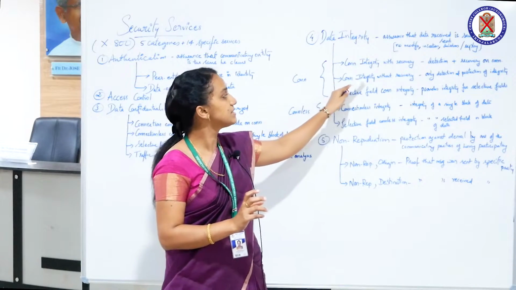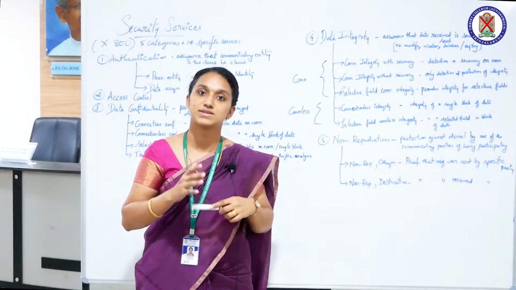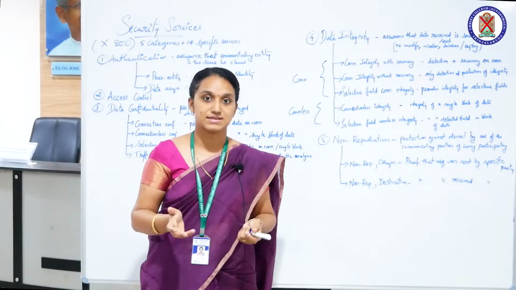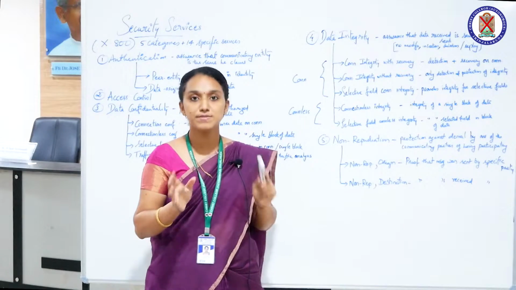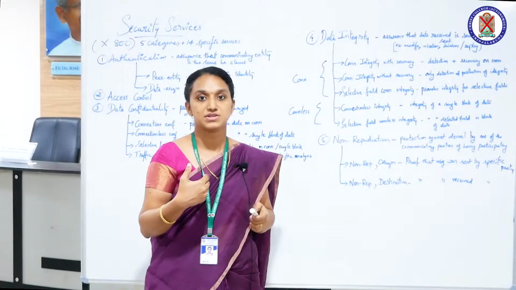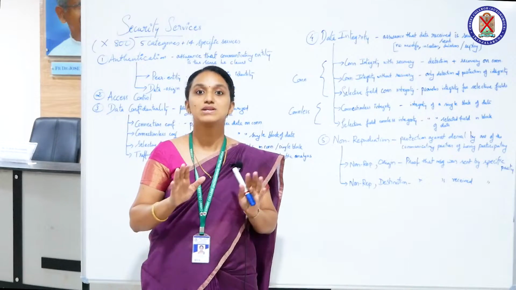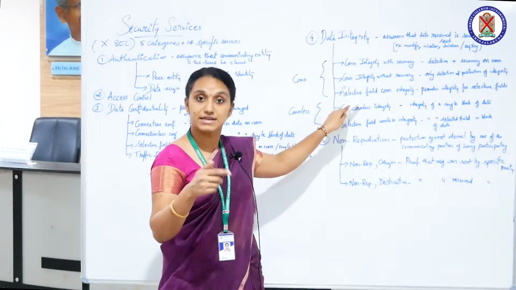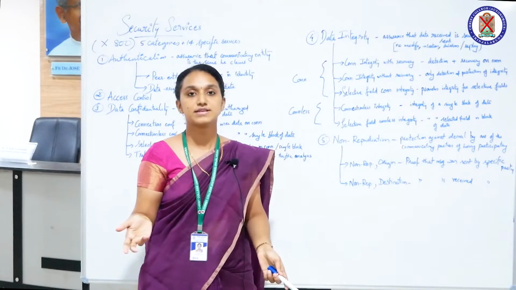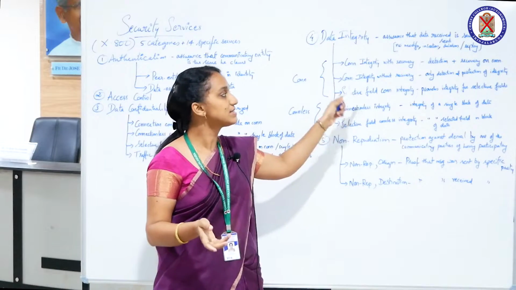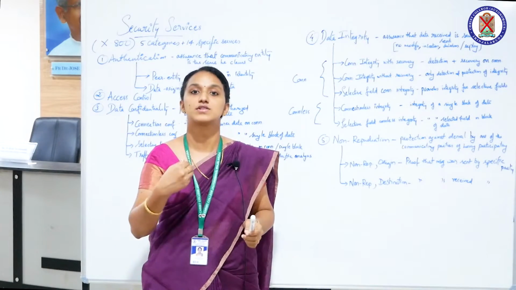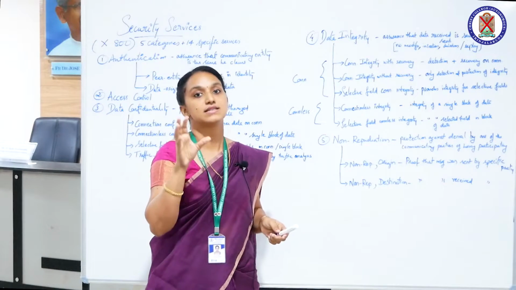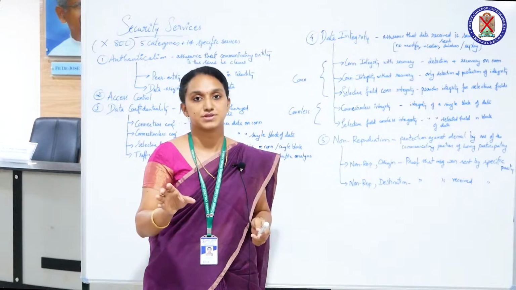The other case, connection integrity without recovery, is the same definition which I said right now, but the only difference is that the data cannot be recovered. That is, the data's integrity will be preserved on a communication, but recovery is not there. Only detection, no recovery. The third one in connection oriented is selective field connection integrity. I have already said before, it provides integrity for the selective fields on the connection. So exactly on certain particular fields on a connection, the data's integrity is preserved.